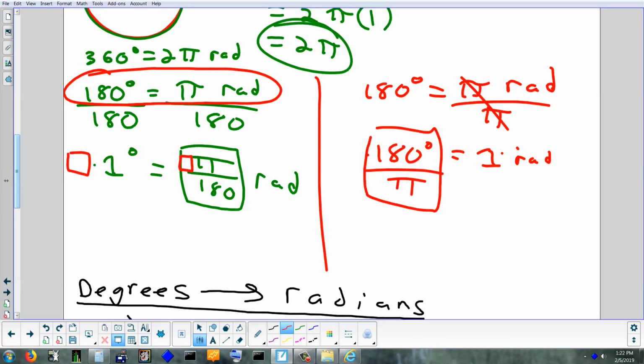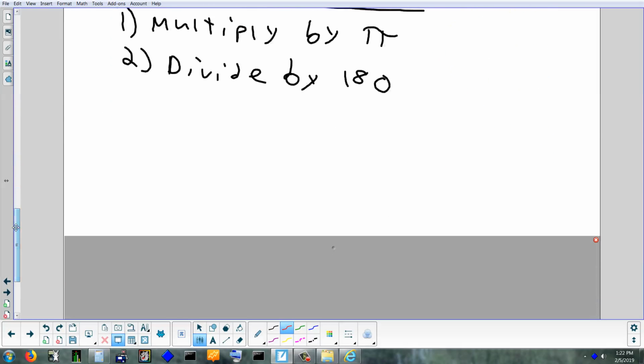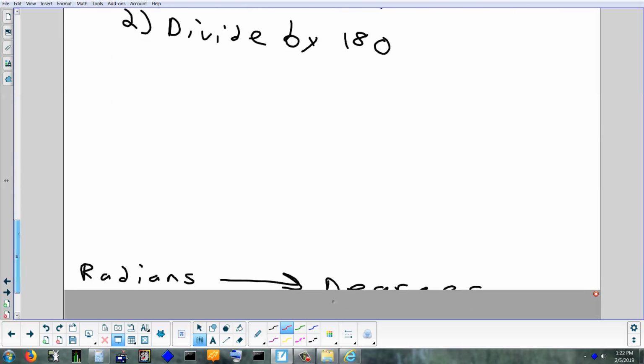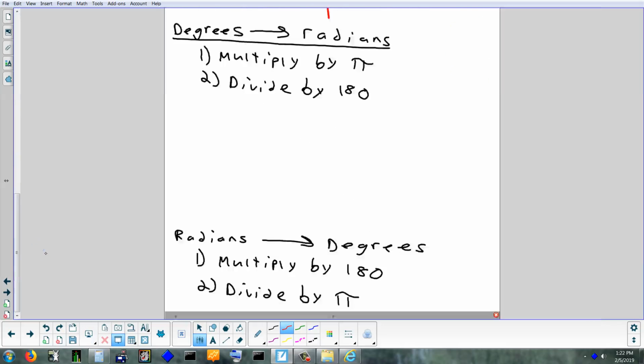So to convert from radians to degrees, multiply by 180, that's the first step, and then divide by pi. So the two steps, they're very similar, whether you're going from radians to degrees or the other way. One time you multiply by pi, one time you divide by pi. So it can be a little tricky to remember which way is which.